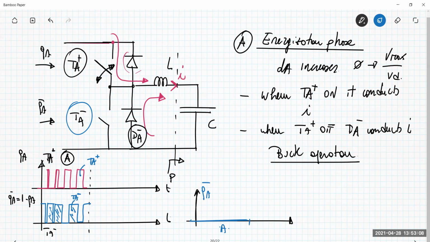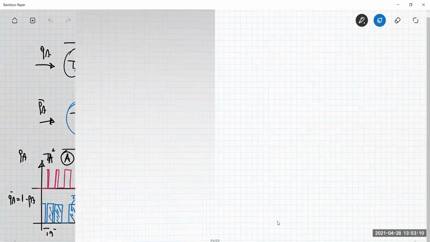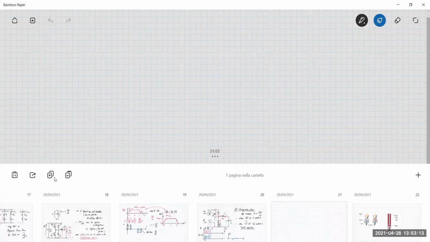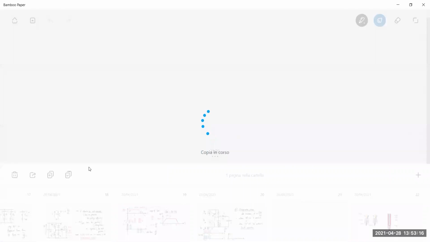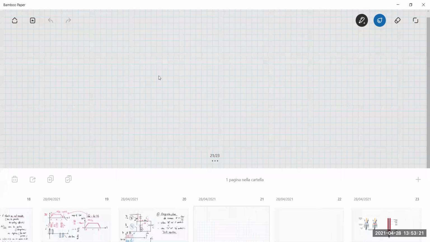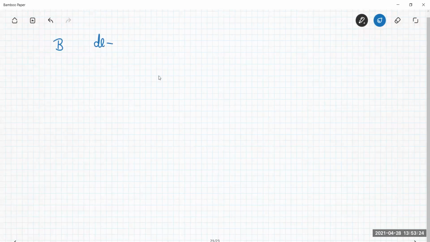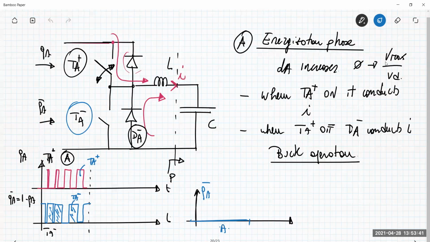What happens during the phase which I call B? During the phase that I call B, this is the energization phase. Basically, we are reducing the duty cycle, okay? We are reducing the duty cycle from the maximum value to 0, so the situation which is opposite to the previous one. What about the current?